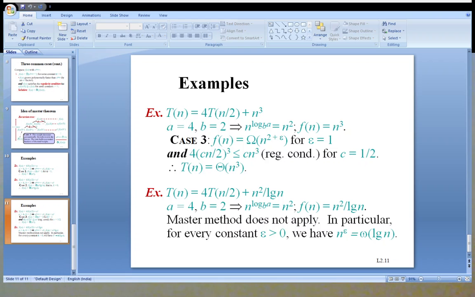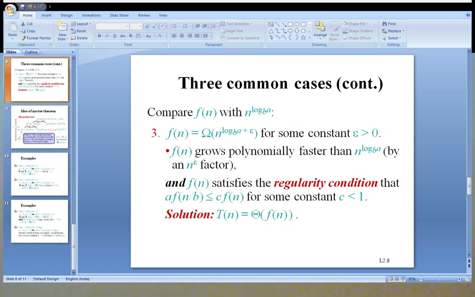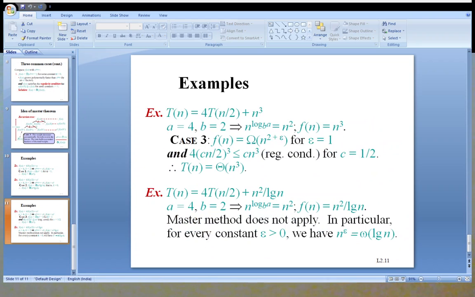The regularity condition is a f(n/b) should be less than c f(n). Here in this question, we know the value of a and b. So in this question, b is equal to 2.